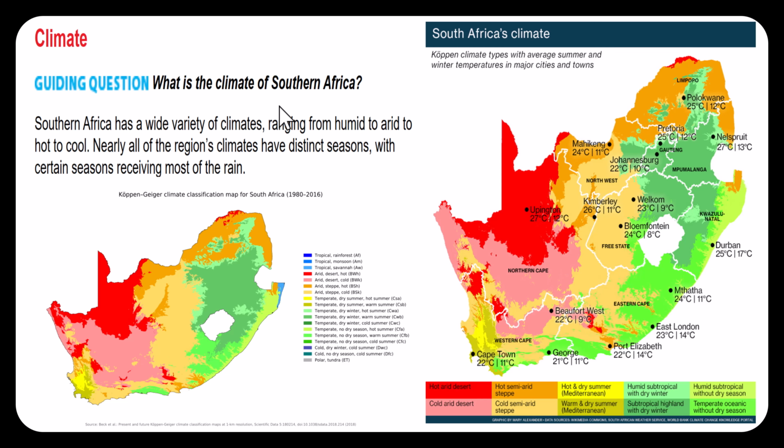Climate. Southern Africa has a wide variety of climates, ranging from humid to arid to hot to cool. Nearly all the region's climates have distinct seasons, with certain seasons receiving most of the rain. And we can answer question 31, although this word was in the previous slide. What does the word arid mean? It means dry. But we'll get to that in a later slide, I think, where we actually have it written down.